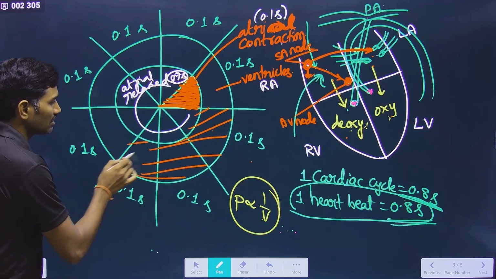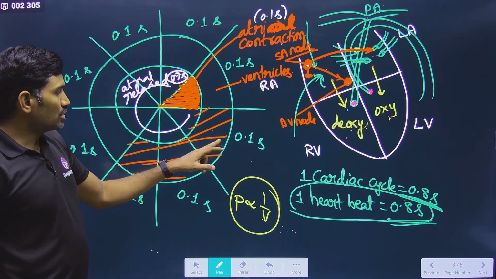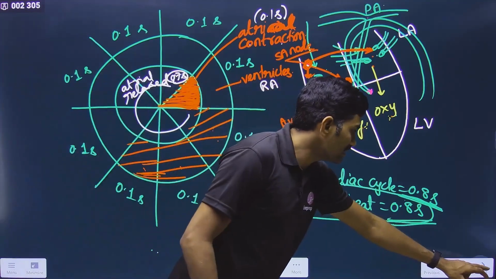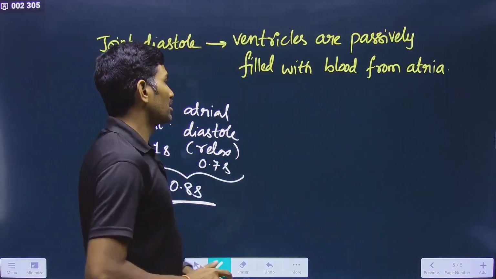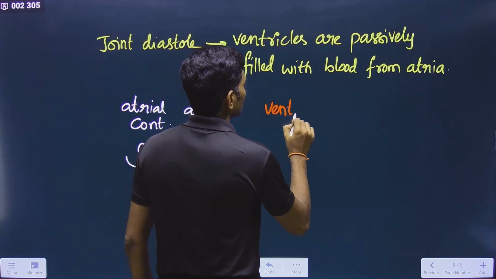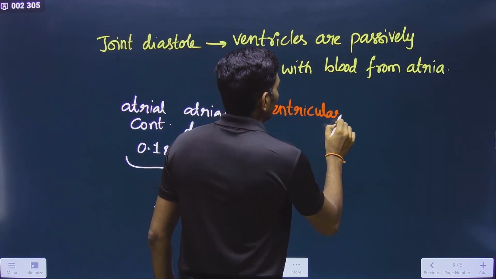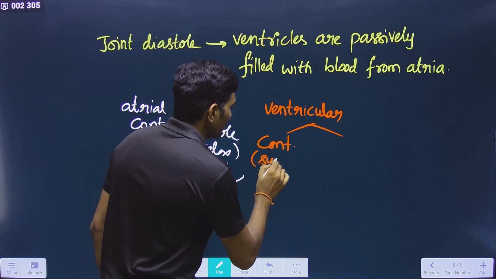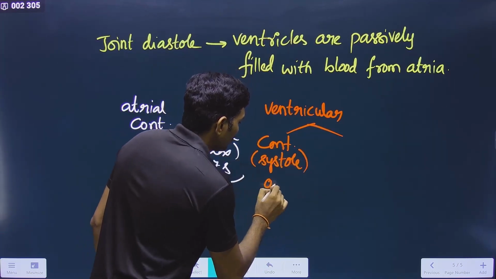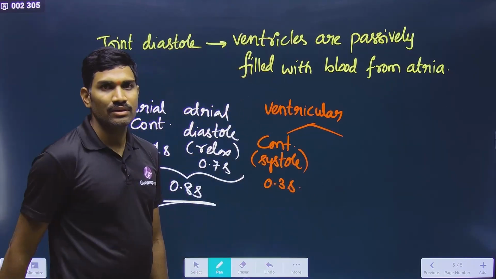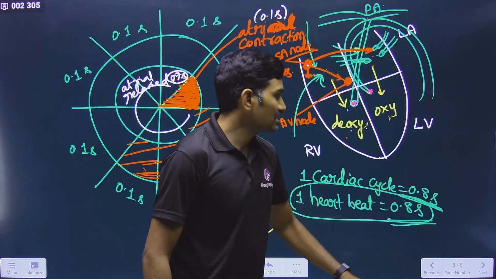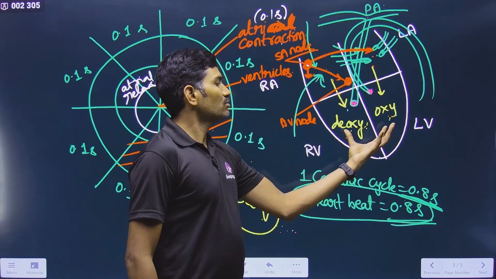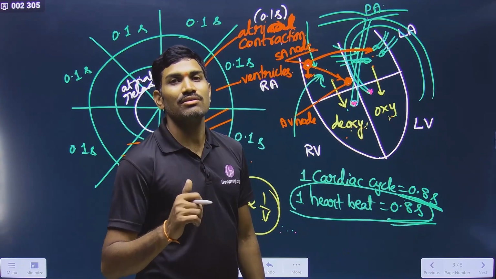But how long will they undergo contraction? Observe carefully. 0.1 plus 0.1 plus 0.1. So ventricular contraction is of longer duration. Contraction means systole. Ventricular systole is happening for 0.3 seconds. For 0.3 seconds, it is undergoing contraction. Initially, it is slowly undergoing the contraction. And who is involved in this contraction?